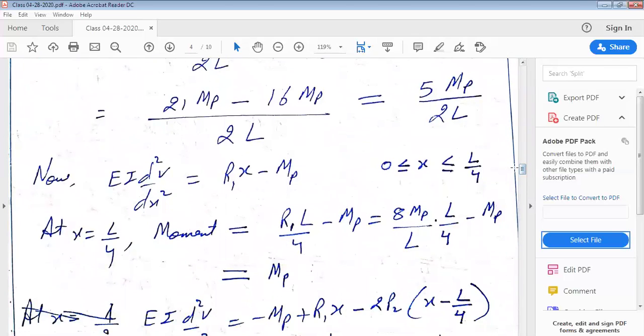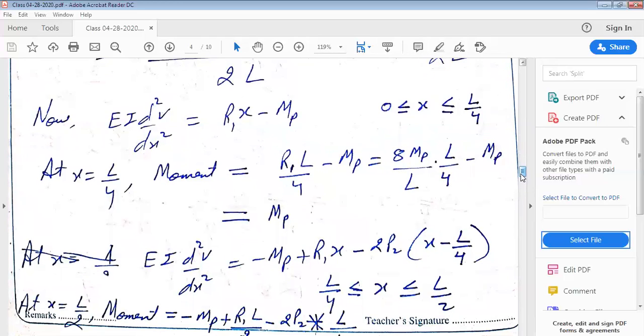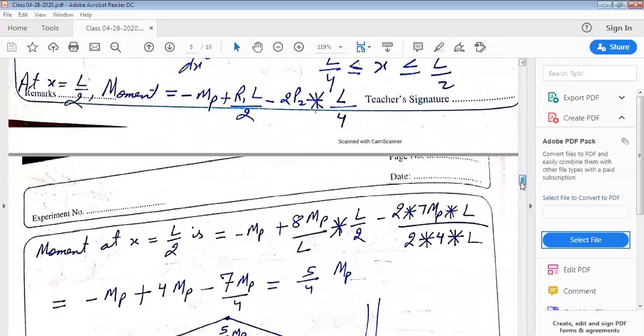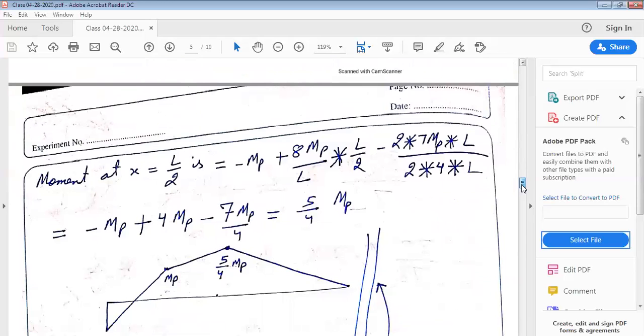We can see that for all the points which are in between x equal to 0 and x equal to L by 4, we can write EI d square v by dx square equal to R1x minus Mp. And at x equal to L by 4, we can compute the moment, and the moment would come out to be Mp. Similarly, for all the points on the beam which lie between x equal to L by 4 and x equal to L by 2, we can write EI d square v by dx square equal to minus Mp plus R1x minus 2P2 bracket start x minus L by 4 bracket close. And at x equal to L by 2, the moment comes out to be minus Mp plus R1 L by 2 minus 2P2 into L by 4. And that gives us moment equal to 5 by 4 Mp.